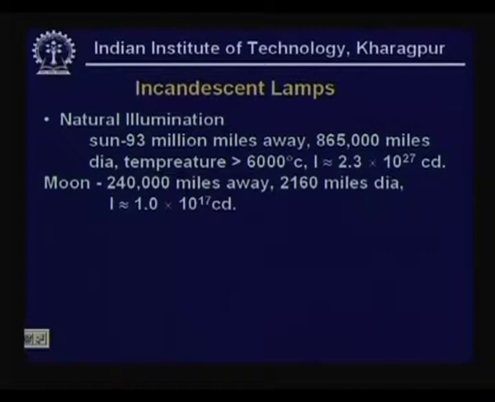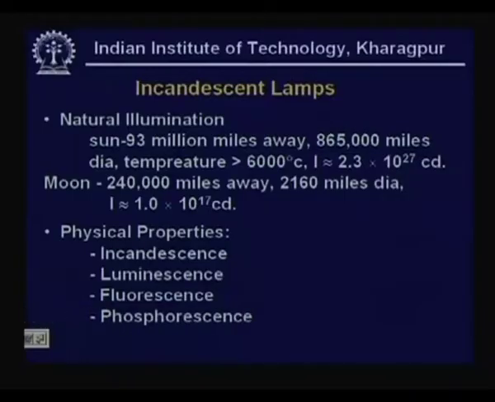The next most important natural light is the moon, which actually reflects the sunlight, is around 240,000 miles away from the surface of the earth, having a diameter of about 2160 miles. Its luminosity can be estimated to be 1 into 10 power 17 candela.